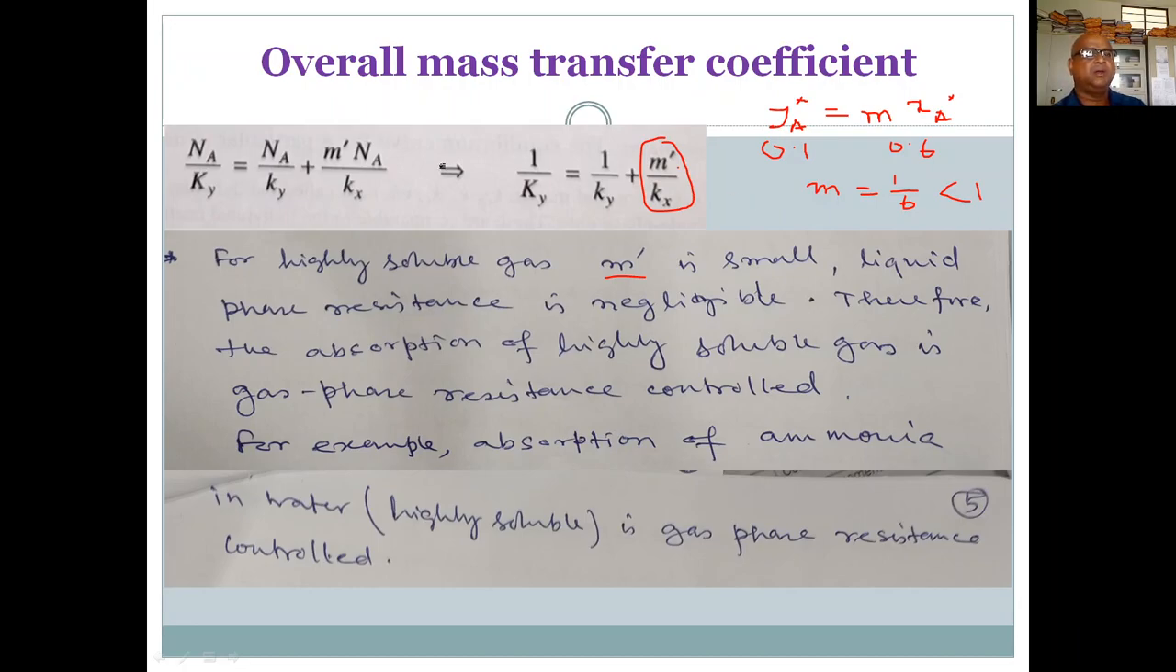So for highly soluble gases, m dash will be small, so the liquid phase resistance will be small, and mathematically this will be negligible. Therefore, absorption of a highly soluble gas is gas phase resistance controlled. An example is absorption of ammonia in water, highly soluble, gas phase resistance controlled.